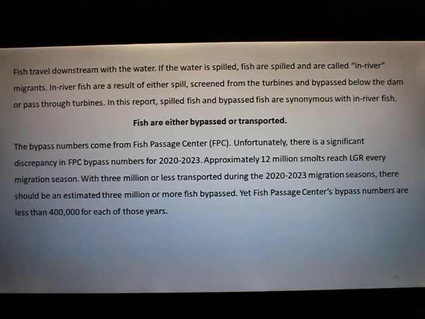The bypass numbers come from Fish Passage Center. Unfortunately, there's a significant discrepancy in Fish Passage Center's bypass numbers for 2020 to 2023. Approximately 12 million smolts reach Lower Granite Dam every migration season, with 3 million fish or less transported during the 2020 to 23 migration seasons. There should be an estimated 3 million or more fish bypassed. Yet, Fish Passage Center's bypass numbers are less than 400 for each of those years.